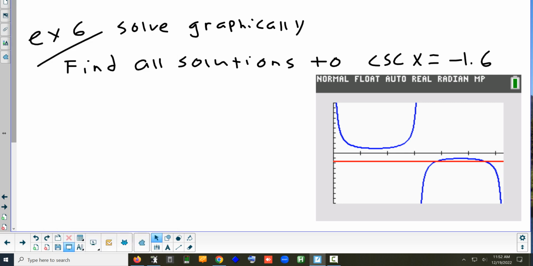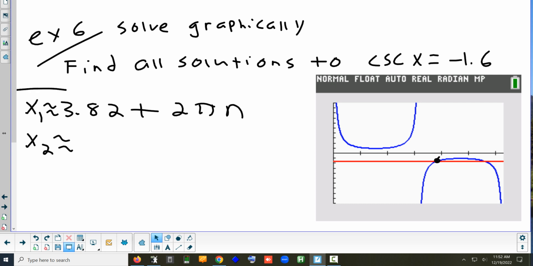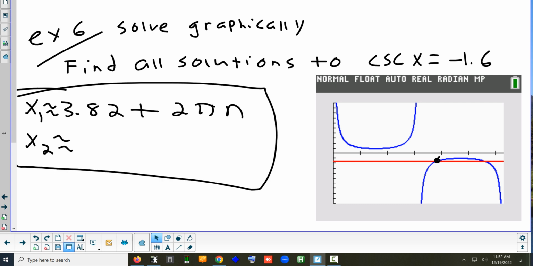So 3.82 plus, how often is that going to repeat specifically in this problem? It's going to repeat again 2 pi units later, and then another 2 pi units after that, forever. And the second answer, 5.61 plus 2 pi n. So by adding the 2 pi n, you have described every single answer in this problem forever. You described them all.